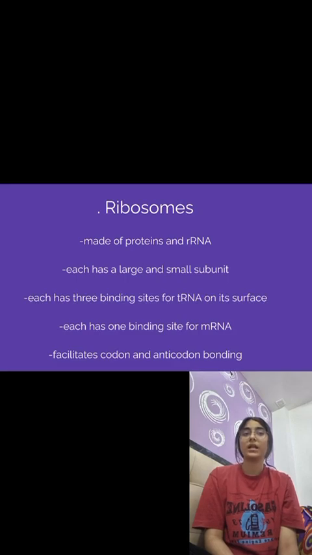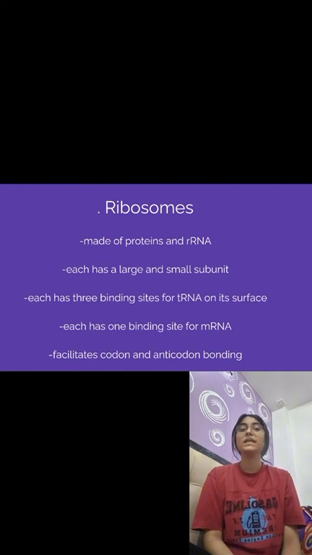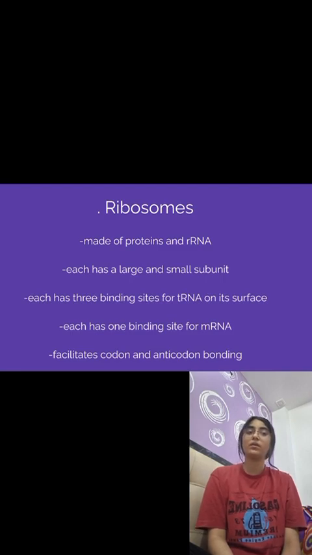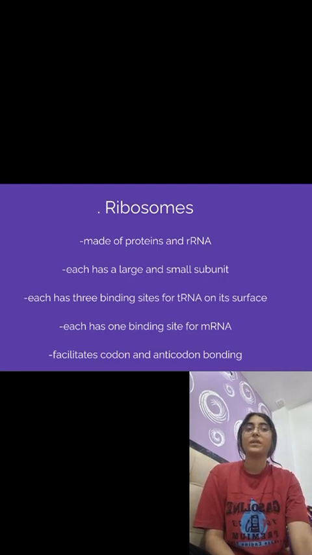Ribosomes are made of proteins and RNA. Each has a large and a small subunit. Each has 3 binding sites for tRNA on its surface. Each has 1 binding site for mRNA. It facilitates codon and anticodon bonding.